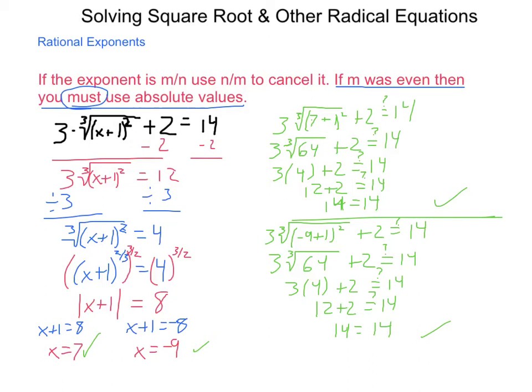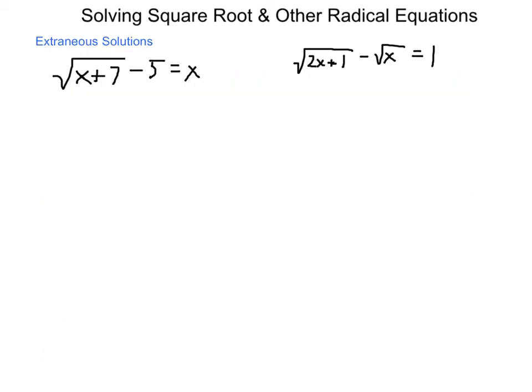Let's check situations where extraneous answers are possible. If I have square root of x plus 7 minus 5 equals x, I'll solve the same general method. And we'll begin by isolating my radical. I will add 5 to each side. And I come out with the square root of x plus 7 equals x plus 5.